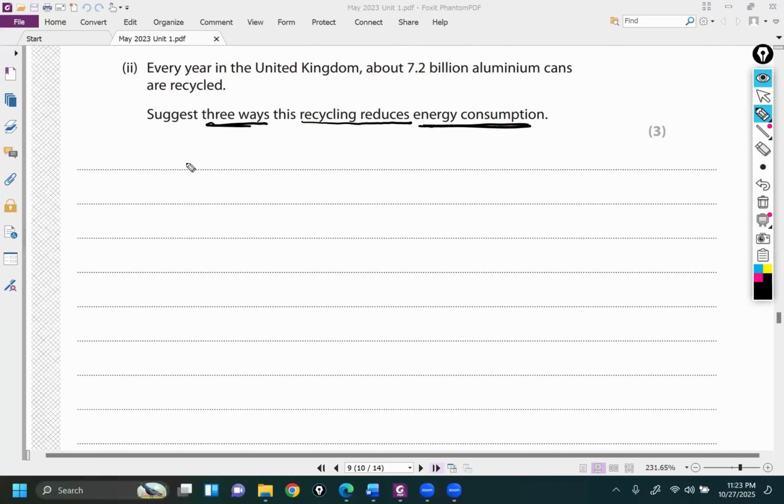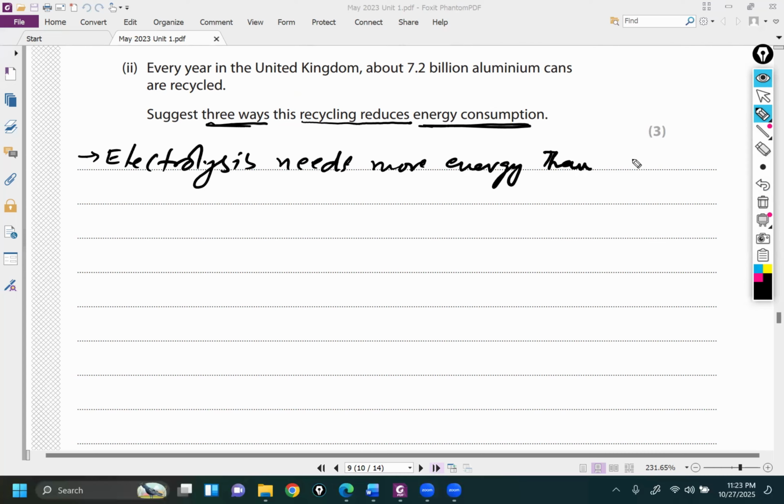as we know, in the extraction of aluminum, we carry out electrolysis. Sorry, electrolysis needs more energy than recycling. This is very clear because we need electricity, which is a part of energy. We need high temperature to dissolve that in the cryolite.